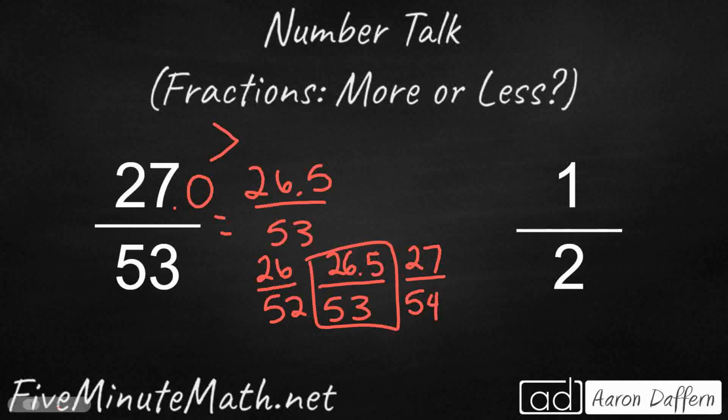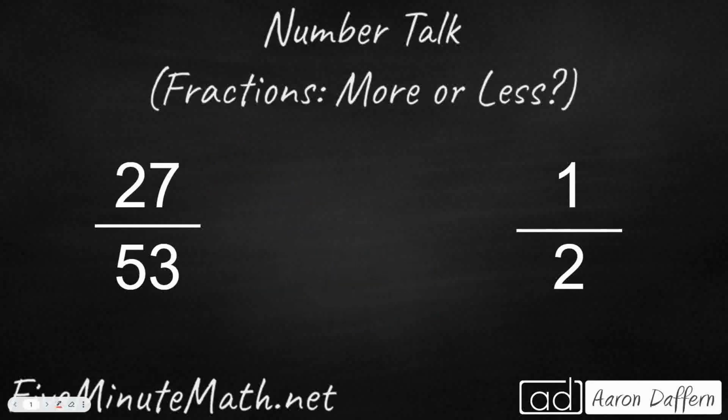So either way we look at it, we can say that 27/53 is greater than 1/2.